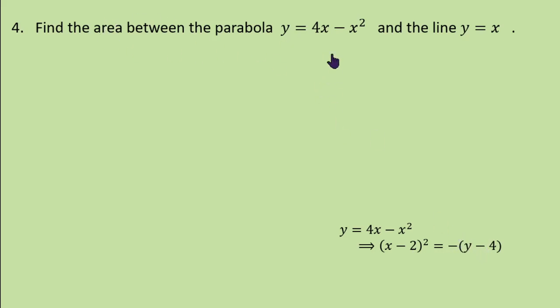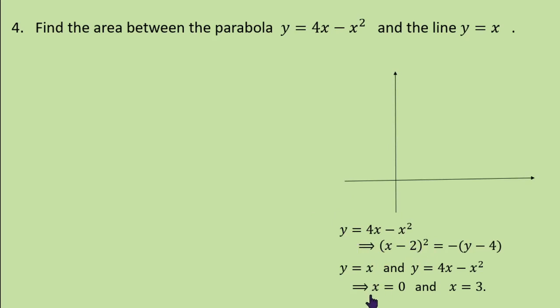To find the area between the parabola and the line y equal to x, when y equal to x, this becomes x equal to 4x minus x square, or x square equal to 3x, so either x is 0 or x is 3. So these are the points of intersection of the line y equal to x and y equal to 4x minus x square. Therefore, when x equal to 0, and the line y equal to x, passing through the origin with the angle pi by 4.